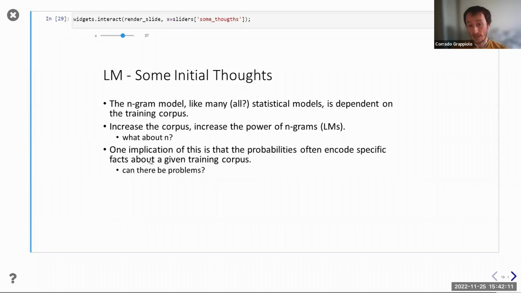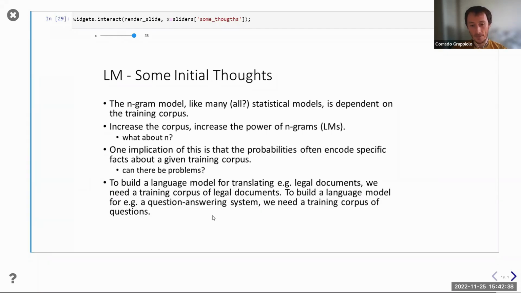One thing to take into account, since there is this very tight link between the training corpus and the language models, is that the probabilities encode specific facts about the training corpus. So in the end, the language model has a bias, and that bias is very related to the bias in the training corpus. You can already think about what problems this can bring. There's another thing to take into account: depending on the size of the training corpus, or the purpose we want to use these language models for, we need to be careful about the nature of the corpus.